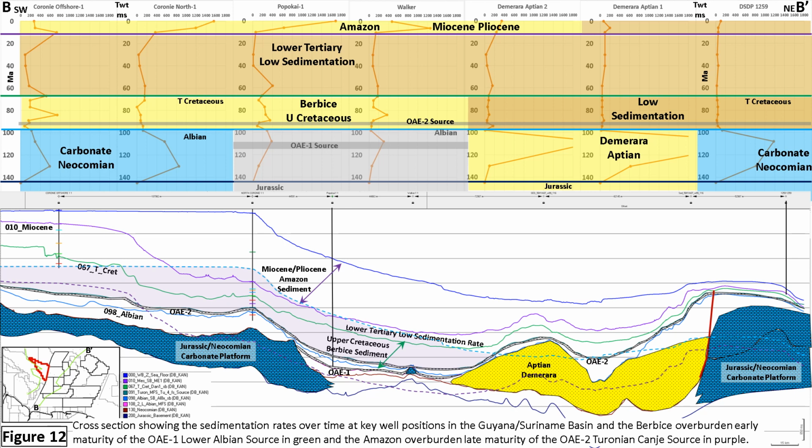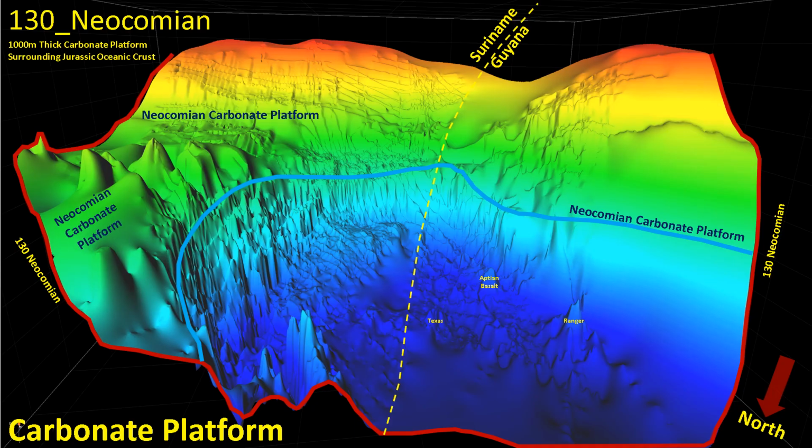So again, the story is the same: the deposition of the Berbice matures the lower Albian source rock in parts of the basin, not here, but in other parts of the basin, and the sediment from the Amazon matures the Turonian source rock late.